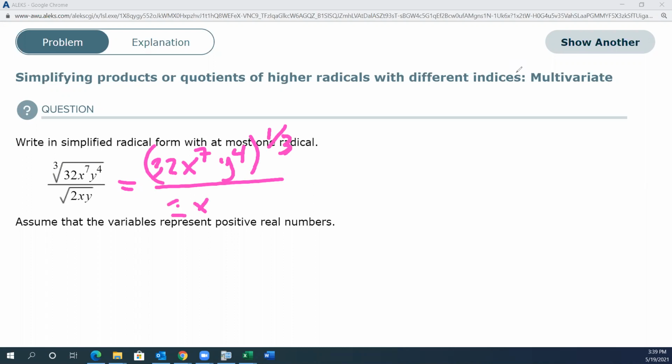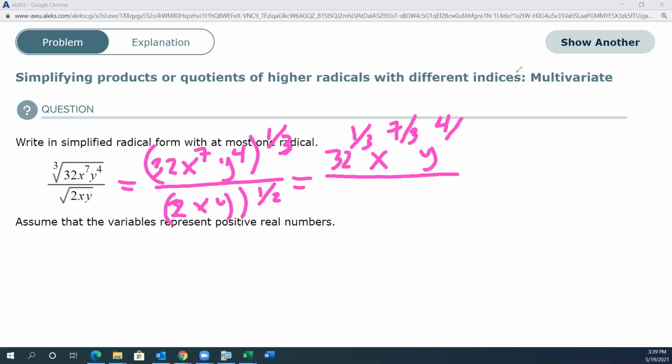And then 2xy to the 1/2 power. Again, square root is the second root. Now I've got powers raised to powers, so let's see what we can do with this. So we've got 32 to the 1/3, whatever that is, and then x to the 7/3, because when you have a power to a power, you multiply the powers. Y to the 4/3. Whoops, that's not 3. There we go. In the denominator, 2 to the 1/2, x to the 1/2, y to the 1/2.